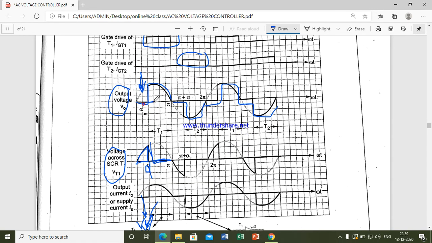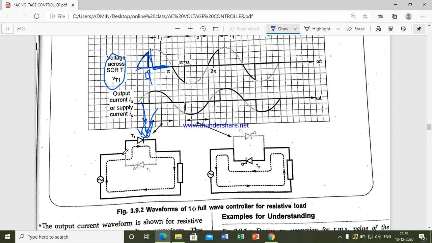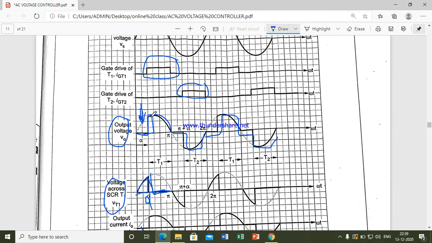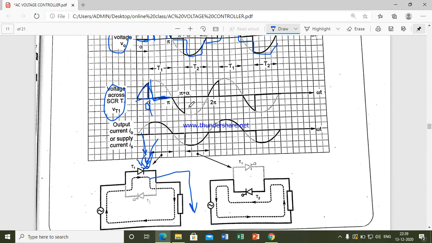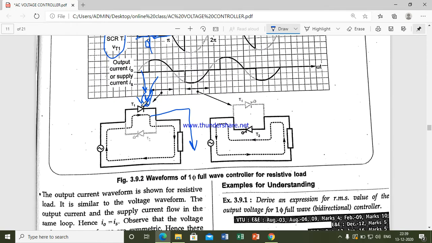Next you can observe there is a flow of current across the load. Obviously the load is multiplied by the current, and you will get the waveform this way. Like this, whenever T1 is conducting it will conduct, and whenever T2 is conducting it will conduct like this.